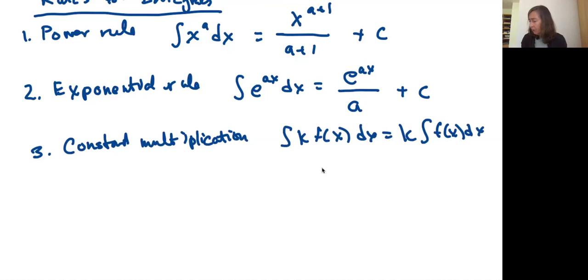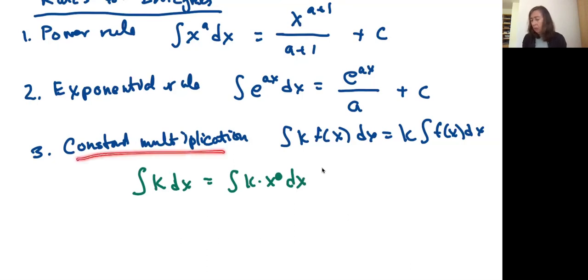And switching color for a minute, that actually tells us something about the integral of a constant. Say we have not a function here, or a kind of degenerate function, the function that always equals k. Let's rewrite that as the integral of k times x to the 0 power dx. So I'm going to put together the constant multiplication rule and the power rule. The constant multiplication rule says that I can pull the k outside, and the power rule says I'm just left with this x to the 0 power.